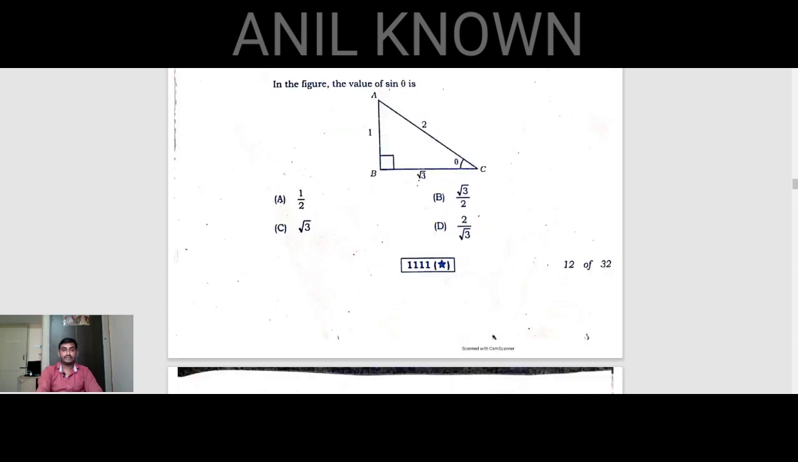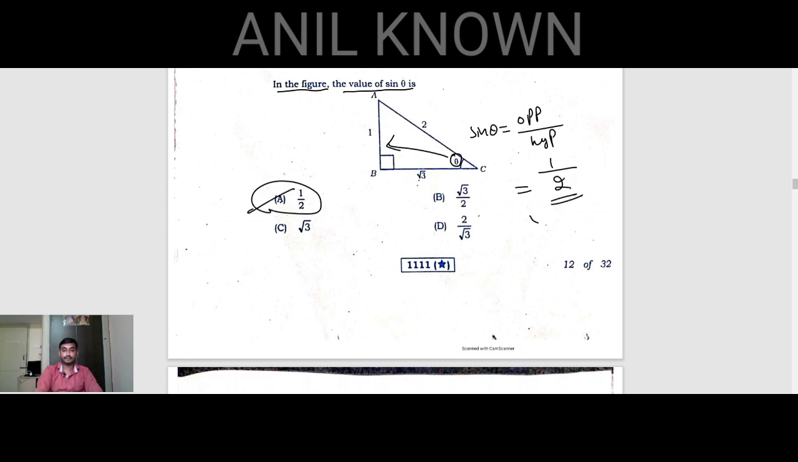So the next question, in the figure the value of sin theta is. Very simple, sin theta is equal to opposite by hypotenuse. Theta is here, therefore the opposite side is 1, the hypotenuse side is 2, therefore 1 by 2, the answer is 1 by 2.